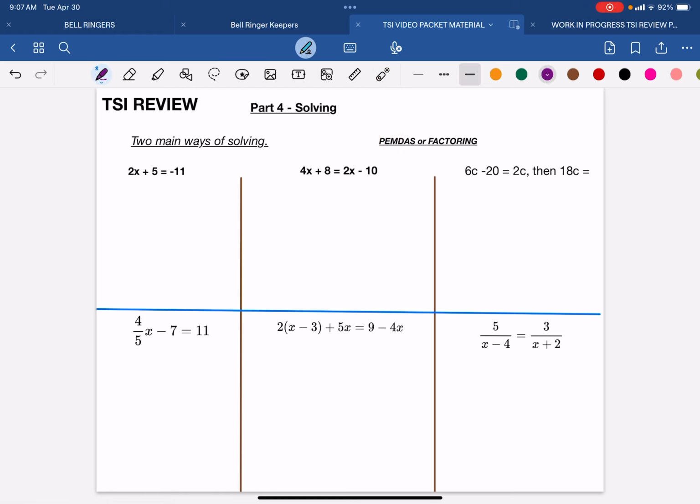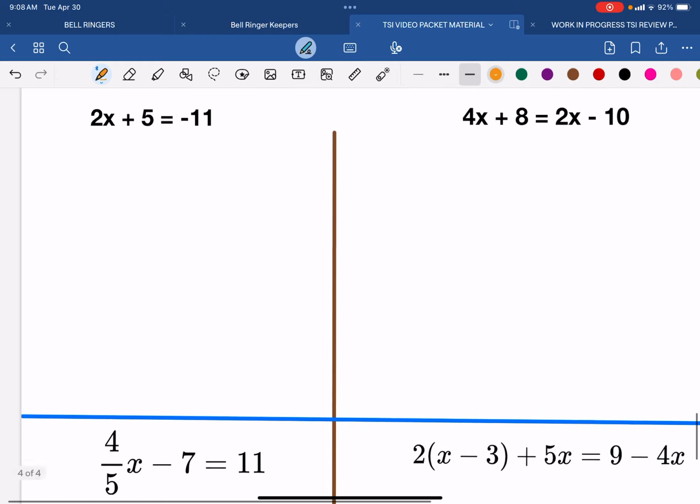Remember, when it's PEMDAS, there's only one type of variable, and only one type of power. Meaning, if there are x's, they're all either x's, x squares, or x cubes, all of the same type. There are no x squares and x cubes at the same time, or x's and y's at the same time. So let's get to it. Solve question number one.